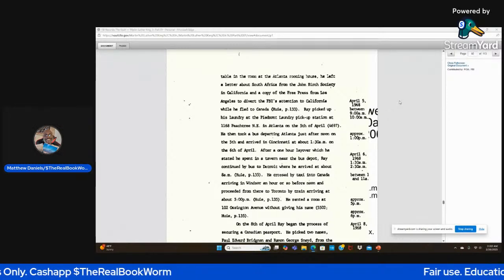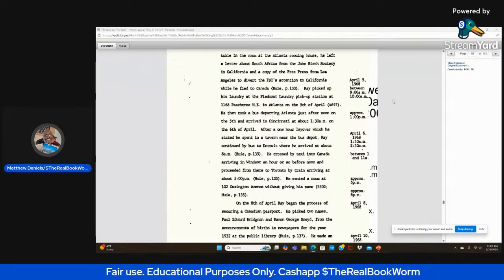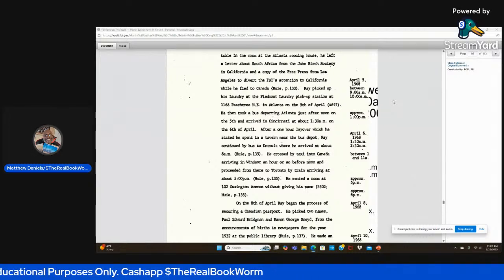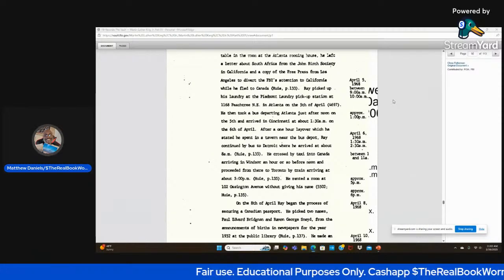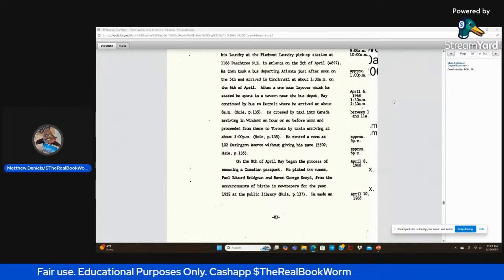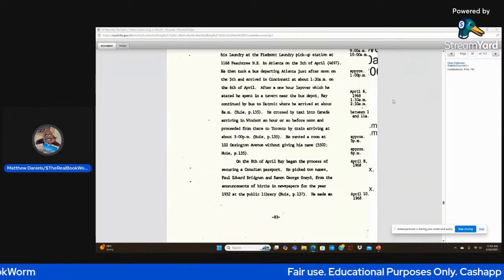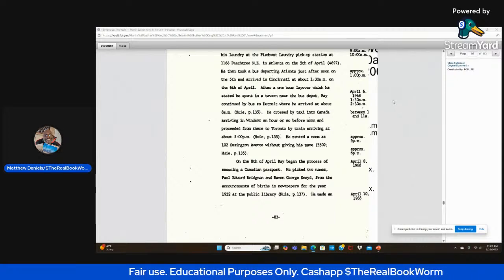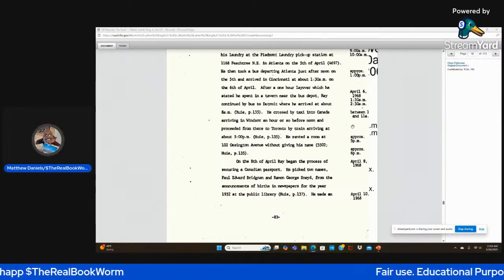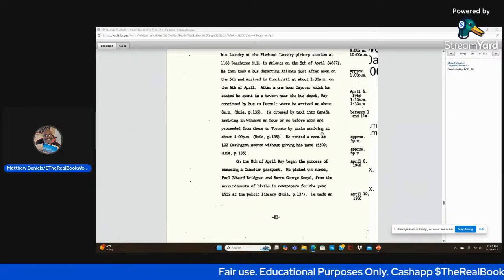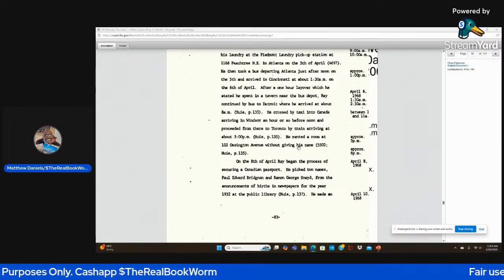Ray picked up his laundry at the Piedmont Laundry Pickup Station at 1168 Peachtree, Northeast in Atlanta on the 5th of April, the day after the murder. He then took a bus departing Atlanta just after noon on the 5th and arrived in Cincinnati at about 1:30 a.m. on the 6th of April. After a 1-hour layover, which he stated he spent in a tavern near the bus depot, Ray continued by bus to Detroit, where he arrived at about 8 a.m. He crossed by taxi into Canada, arriving in Windsor about an hour or so before noon, and proceeded from there to Toronto by train, arriving at about 5 p.m. He rented a room at 102 Ossington Avenue without giving his name.